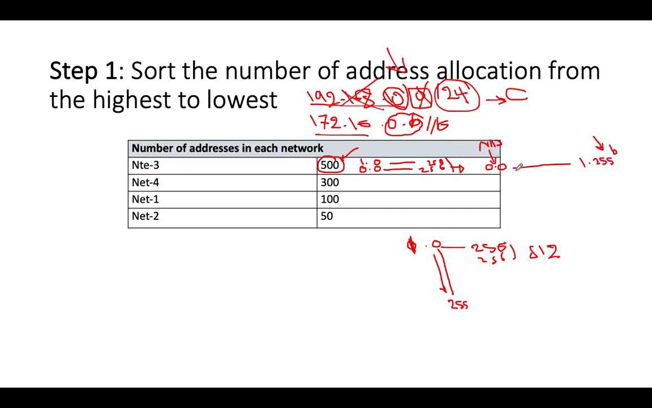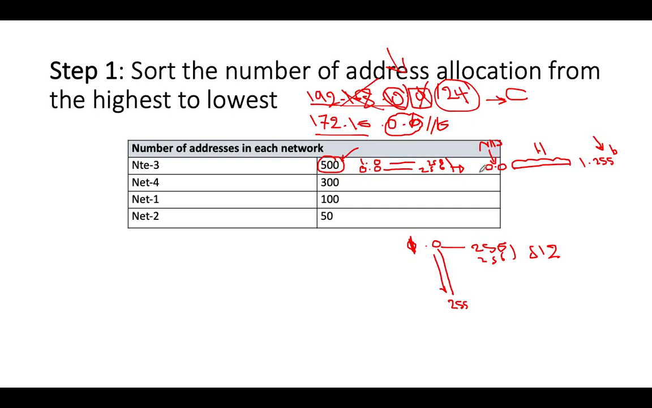Where are my valid IP addresses, which you can assign to those 500? Anything between, all the numbers between those ones, this is your host number. So between 0.0 and 1.255. That's how it is? Yes. So, okay. What about the next one?